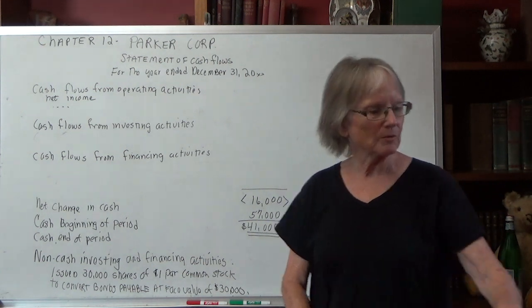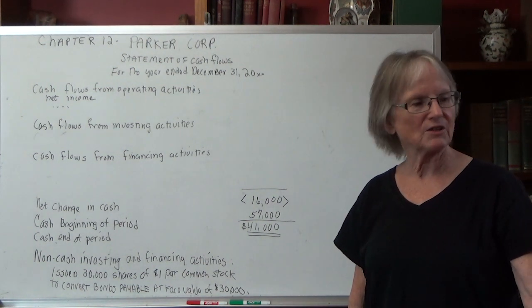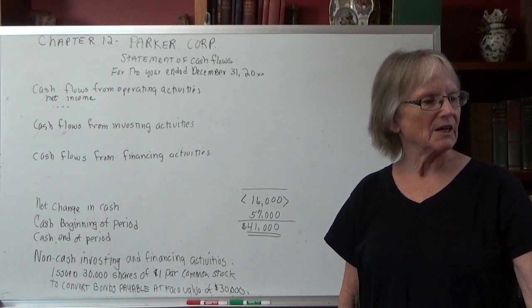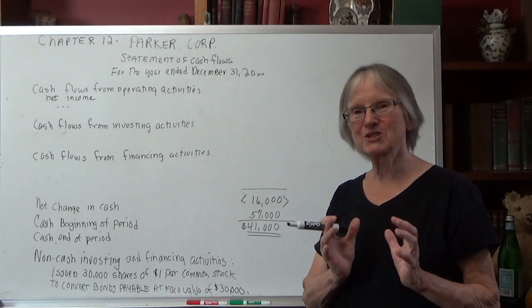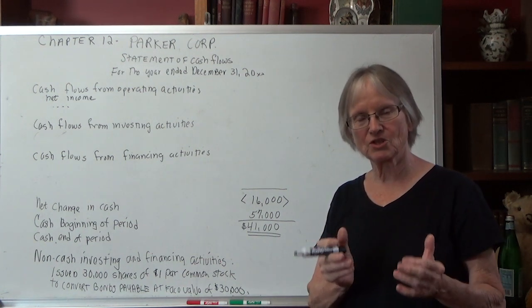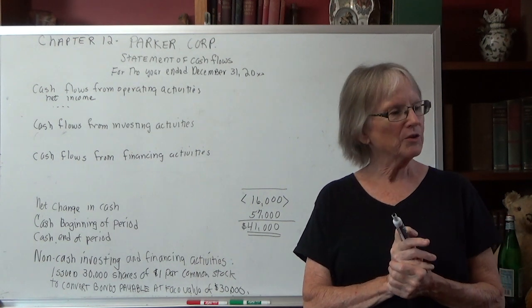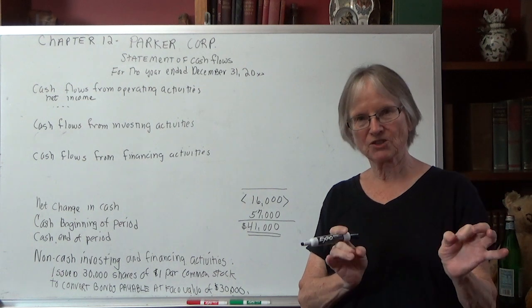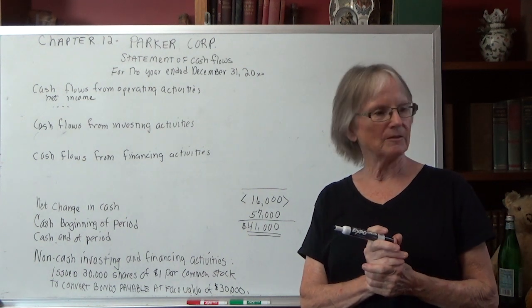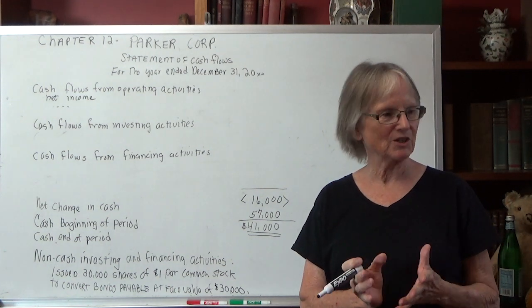In the Parker Corp, in the notes, if you remember, they had the non-cash investing and financing activities. And when you're looking at the worksheet, this is not going to show up in the statement of cash flow effects section because there's no effect on cash. So what you have to do is go to the top section, and hopefully you've put an asterisk or highlighted that there was a non-cash investing and financing transaction.